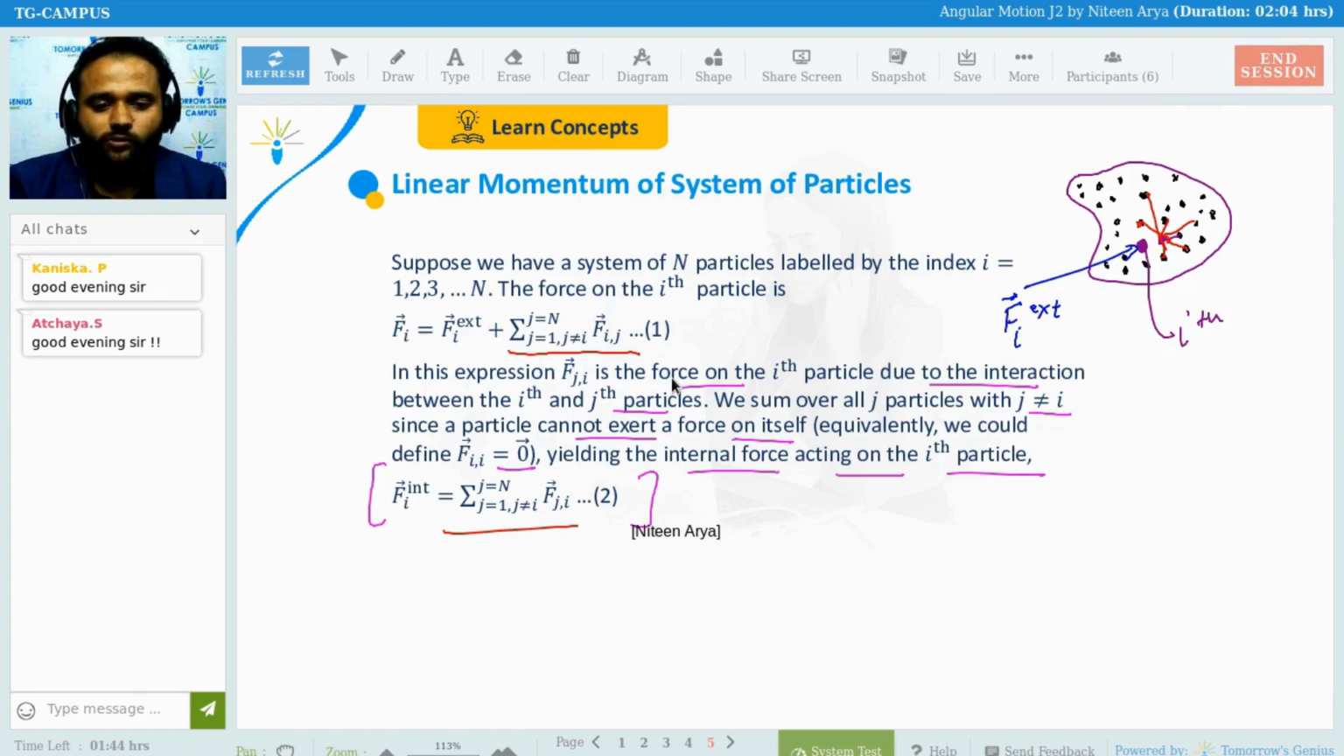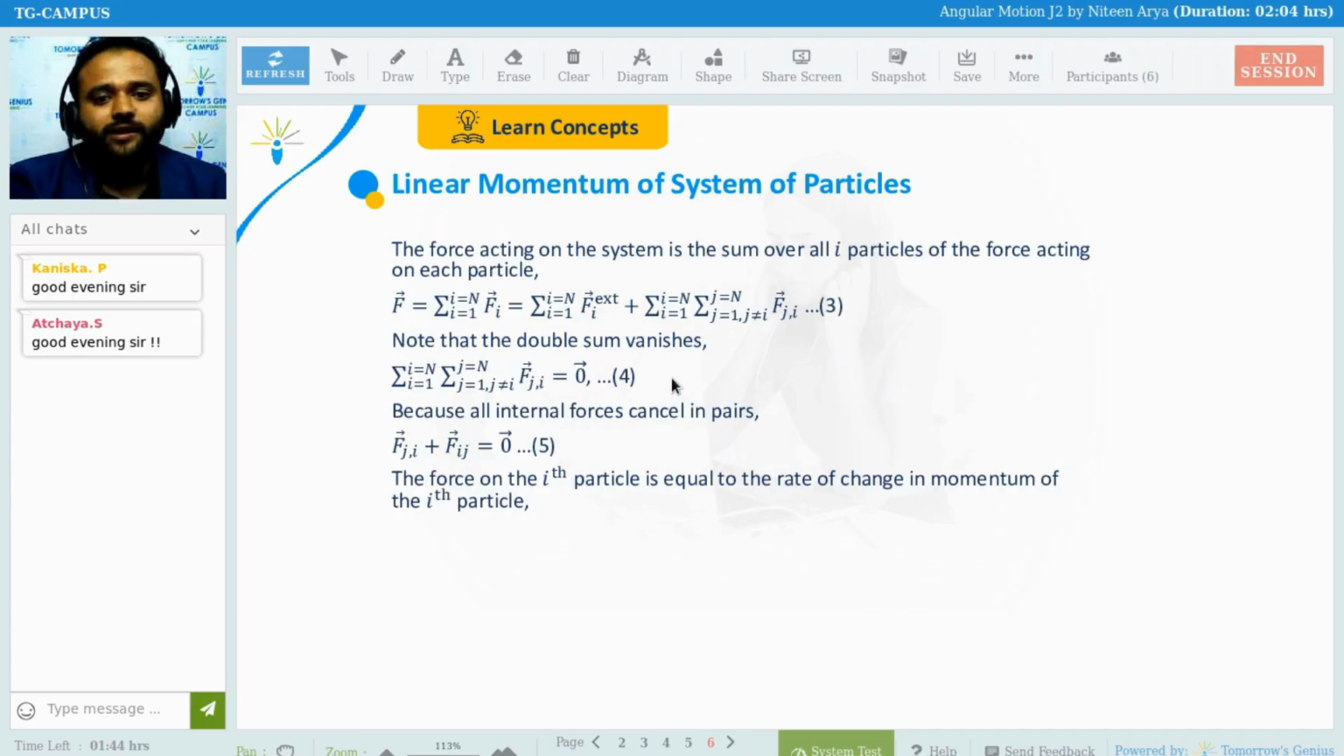Okay. So moving ahead, the force acting on the system is the sum over all I particles of the force acting on each particle. So you can say the net force is going to be the sum over I equals 1 to n, because we have n particles, of whatever external force we apply, and whatever the internal force is, with I equals 1 to n, J equals 1 to n.